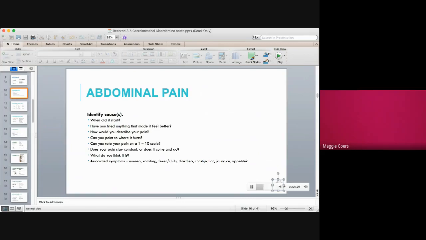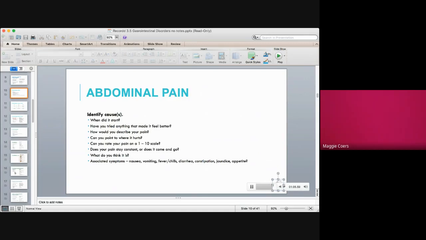So we might want to ask things like the first couple: when did it start? What made it feel better? How would you describe it? Can you point to exactly where it hurts? Those are the questions that are going to guide us to what's going on. For example, if the patient took Tums and it felt better, then we start to think that it's something from increased acid in the stomach. So what we ask is really important. Abdominal pain is so vague that sometimes it's really hard to get good answers about it.